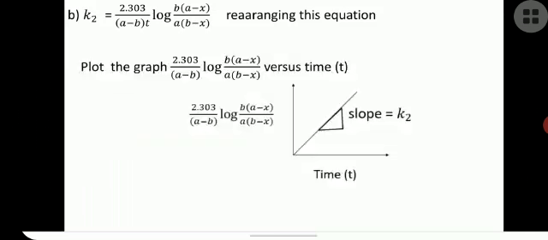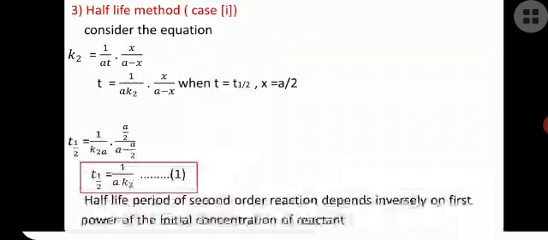Second case, k2 is equal to 2.303 upon (a minus b) t into log of b(a minus x) upon a(b minus x). Rearranging this equation again and plotting the graph of 2.303 upon (a minus b) into log of b(a minus x) upon a(b minus x) versus time, we get a straight line passing through the origin, and the slope of the line is k2.